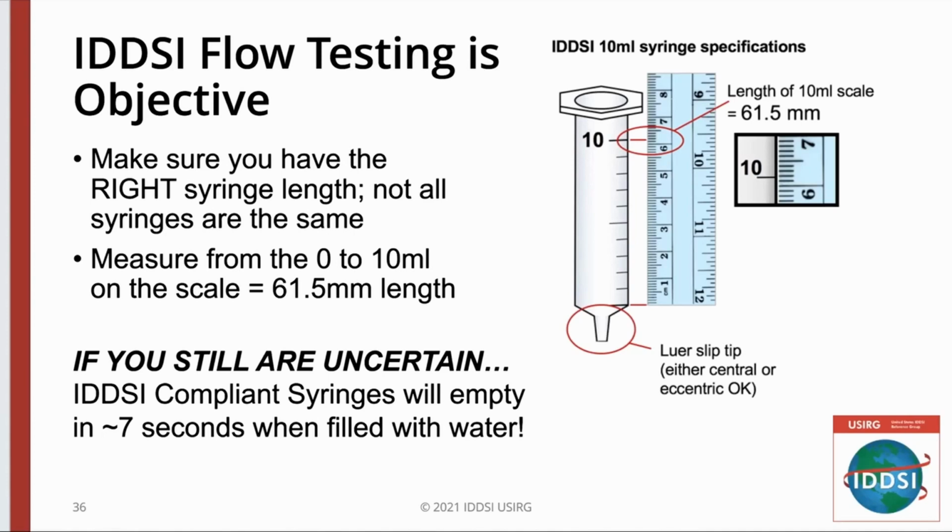IDDSI flow testing is objective. Make sure you have the right syringe length. Not all syringes are the same. Measure from the 0 to 10 ml on the scale. That is approximately 61.5 millimeters in length. If you are still uncertain, IDDSI compliant syringes will empty in approximately 7 seconds when filled with water.